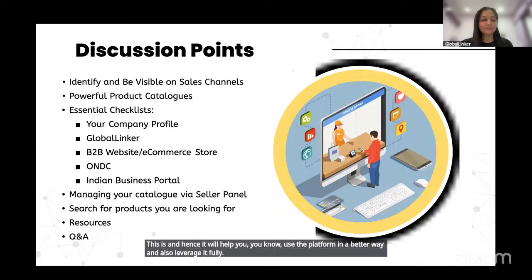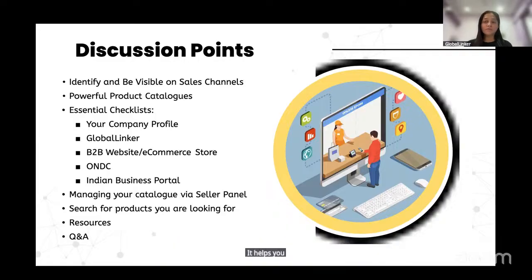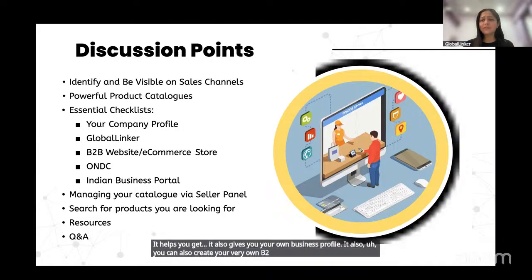We'll talk about which particular sales channels you should start being visible on. globalLinker not only gives you the opportunity to get listed on one marketplace, but actually two marketplaces. It also gives you your own business profile. You can also create your very own B2B website. So everything is within one integrated platform account itself. You can also list. So we'll talk about that.